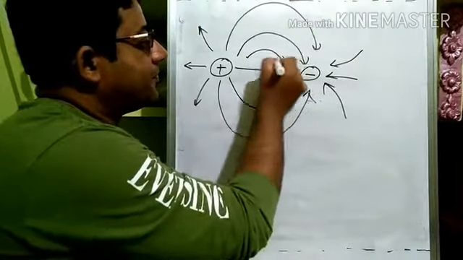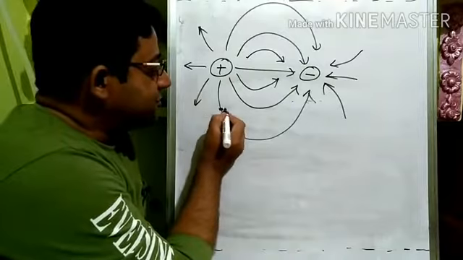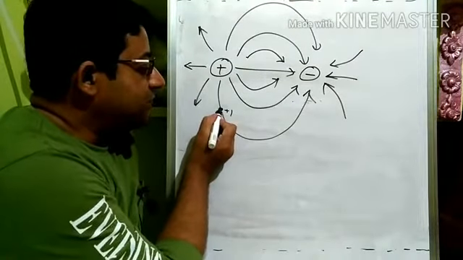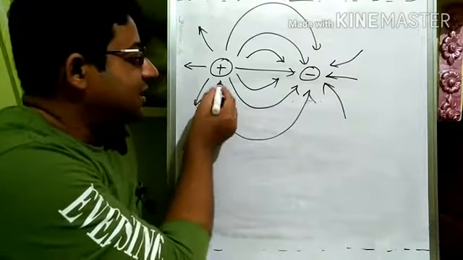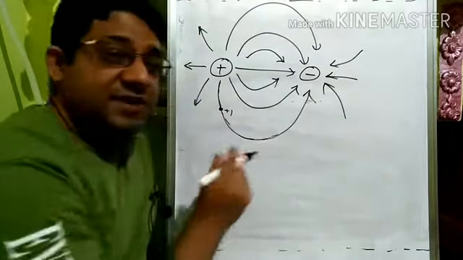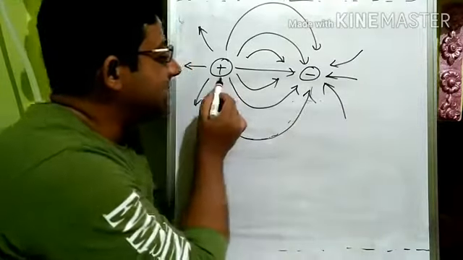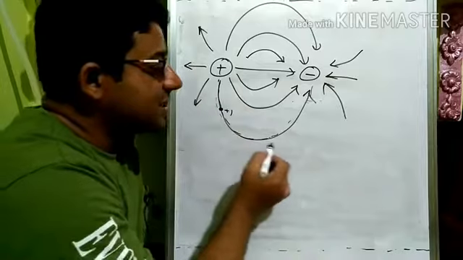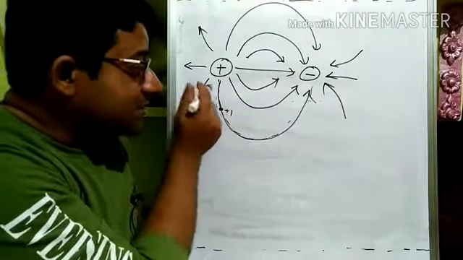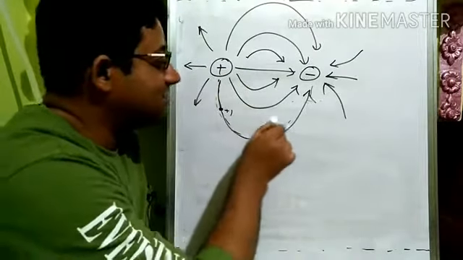Now, if a unit positive charge is released here, it will follow this path only. If it is allowed to move freely, it will come like this and will reach here. That is, it will be repelled by the positive charge and it will be attracted towards the negative charge. But repulsion on one side, attraction on one side, along what path will it travel? It will go like this only.